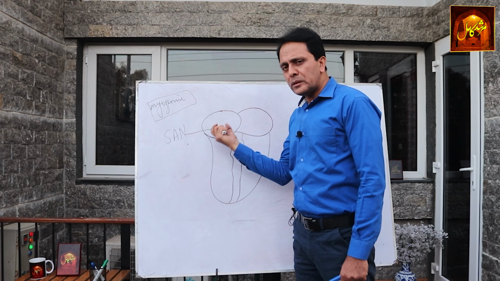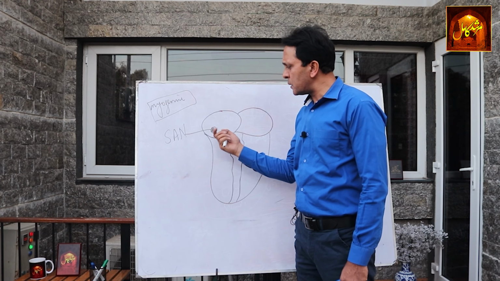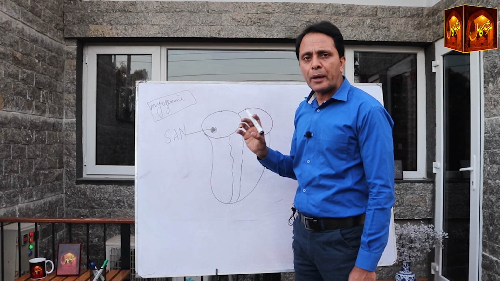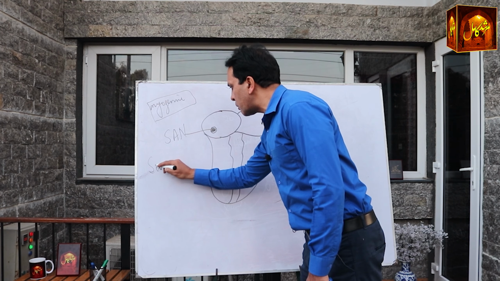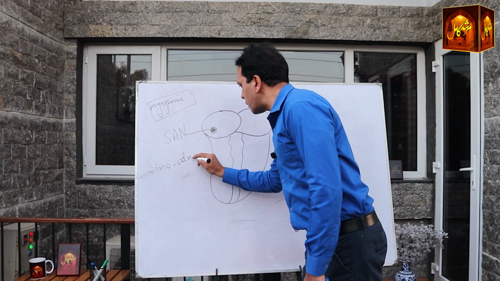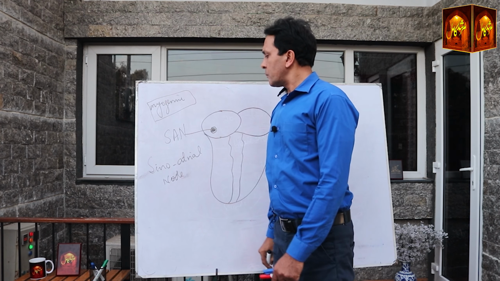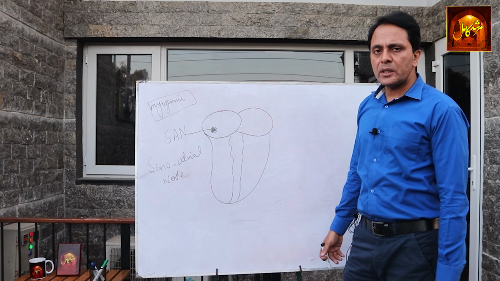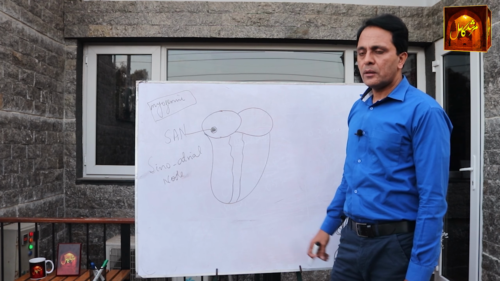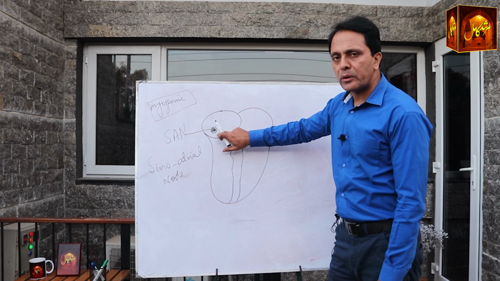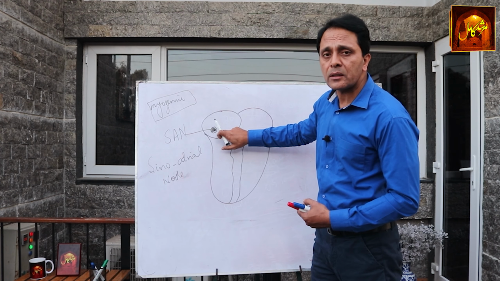Actually, when these tissues are present at a specific place, they make a node-type structure. This node is called the sinoatrial node. What is the function of this sinoatrial node? It works like a battery. This is the battery which produces current for the heart for its contraction.